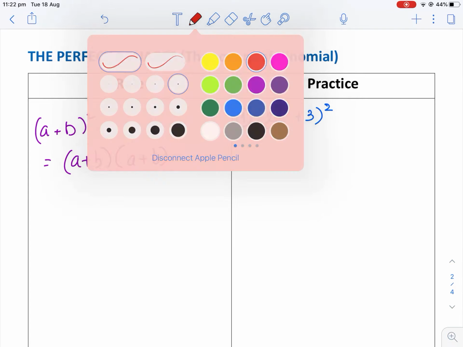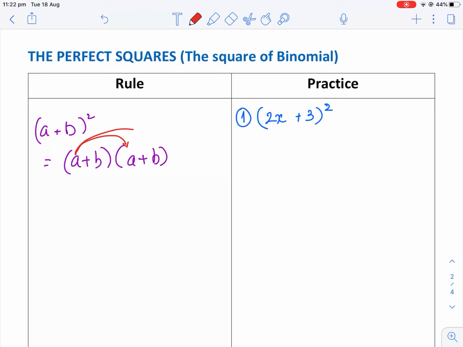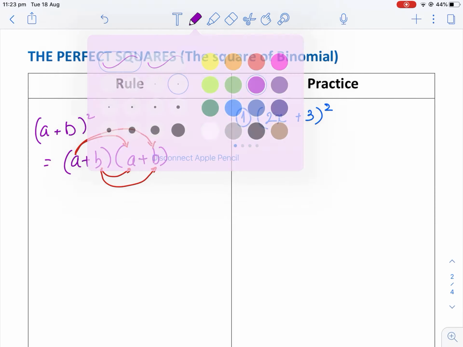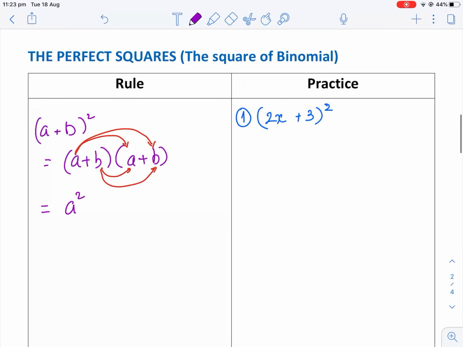And then again, we use the FOIL method to expand the brackets. It's equal to a squared plus ab plus ab plus b squared. A times a is a squared, a times b is ab, b times a is also ab. You can write ba or ab, they are exactly the same. And then b times b is b squared. Then I collect like terms. These two are like terms. Now just collect them. It's equal to a squared plus 2ab plus b squared.